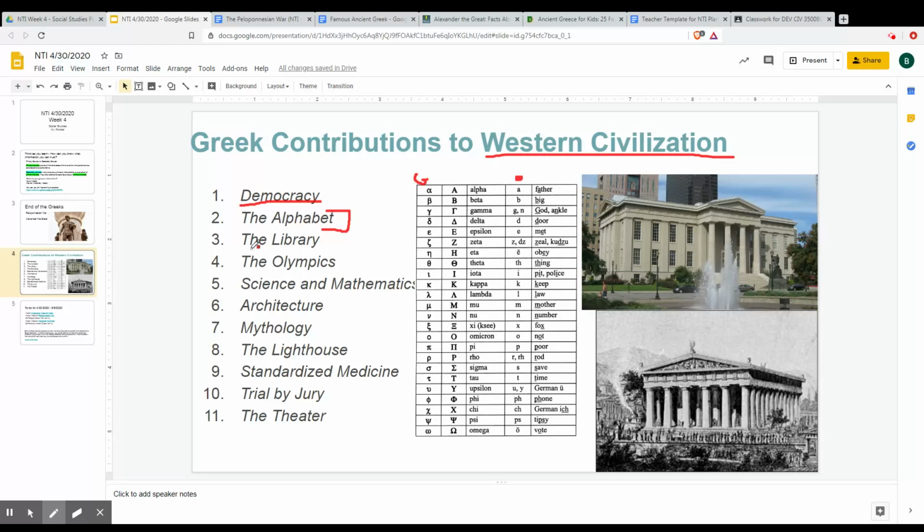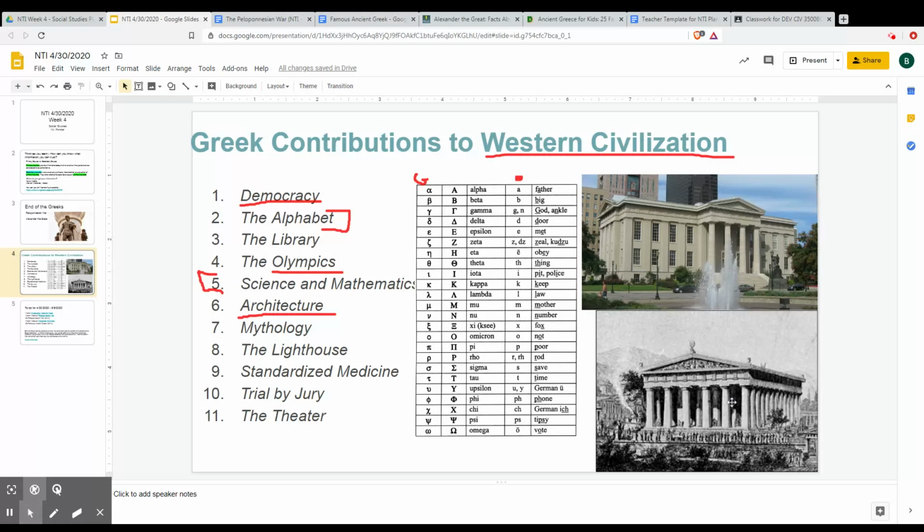So a lot of our alphabet derives from theirs, and a lot of the letters look pretty much the same. The idea of the library also came from the Greeks. And then we've talked about how the Olympics were Greek. We get science and math from the Greeks. I've mentioned the Pythagorean theorem, and there's other sciences. Architecture comes from the Greeks.